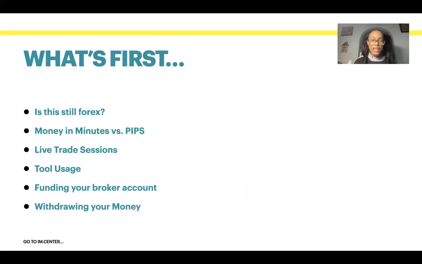So what's first? Is this still Forex? Okay, I know a lot of people get this confused and ask, is this still Forex? Yes, it is. It's definitely still Forex, but it's a faster pace of Forex, or some people call it Forex on steroids.